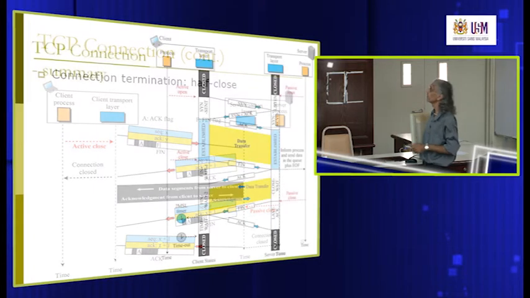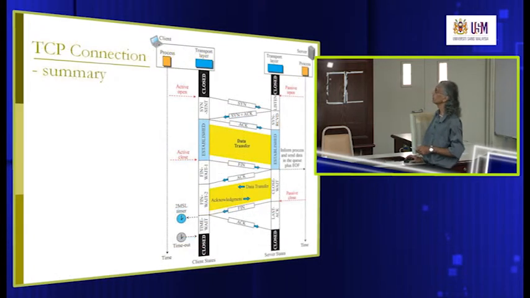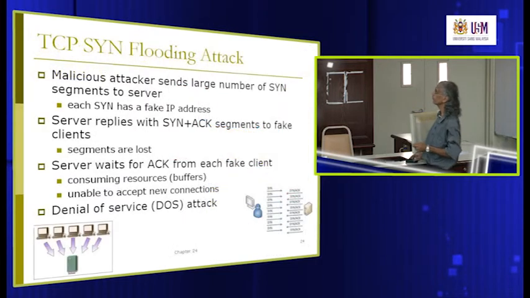Right, so this is the summary, right? So we have the three packets exchanged for connection establishment, then the data transfer takes place, then you require either three packets or four packets to close the connection also. All right, finally, I just want to go through one more.